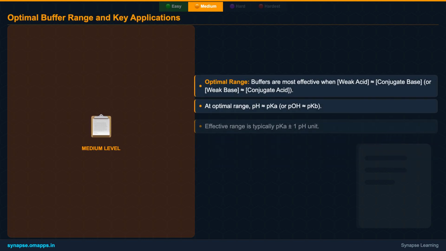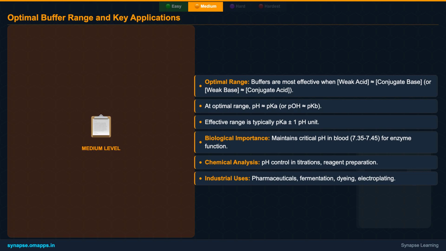Understanding the optimal buffer range is key. A buffer performs best when the concentrations of its weak acid or base and conjugate salt are roughly equal, meaning the pH is close to the pKa. We'll explore why this is the case and how buffers generally work within a specific pH range, typically within 1 pH unit of the pKa. Finally, we'll touch upon the widespread applications of buffers, highlighting their critical role in biological systems like blood pH regulation and various industrial processes.